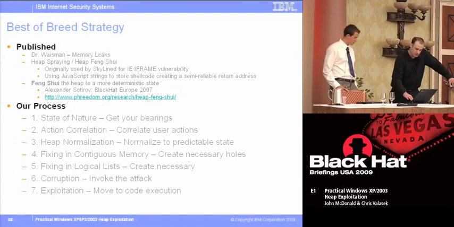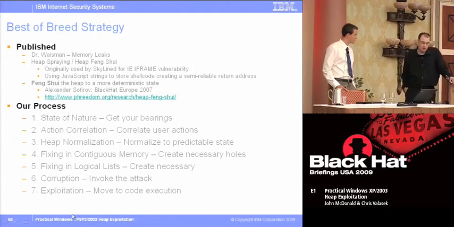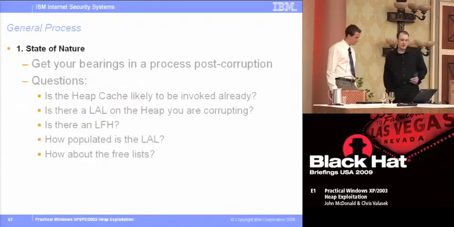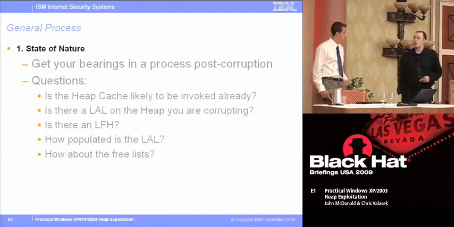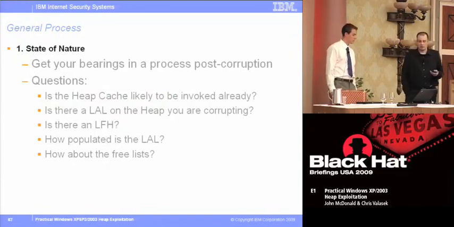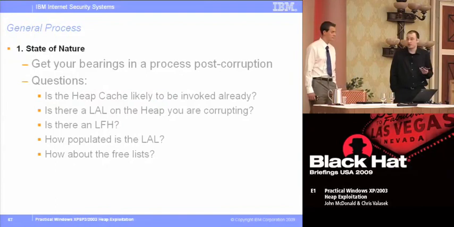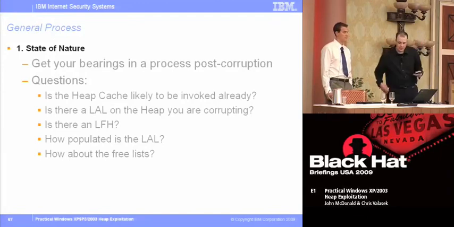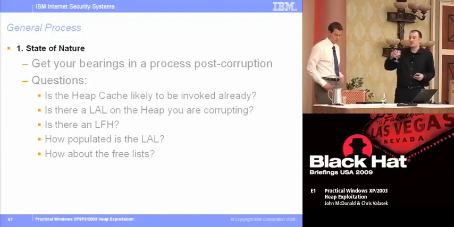So we have a general process that we've been working on for how to make progress in a heap exploit, and I'll go through each step. The first thing you want to do is get your bearings and figure out what's going on. You probably found the vulnerability, or you may have fuzzed it out, or something just crashed, and you probably have a good idea of how to trigger it, but you need to understand quite a bit more about the application and its allocation behaviors.